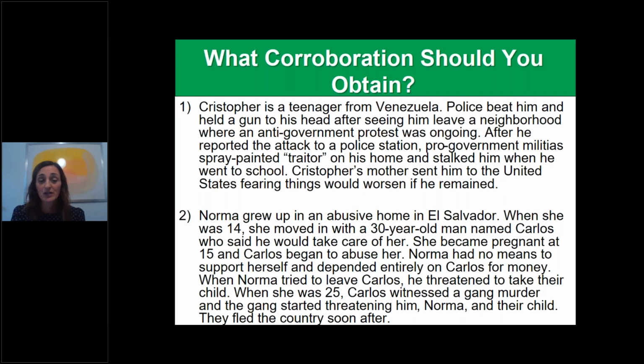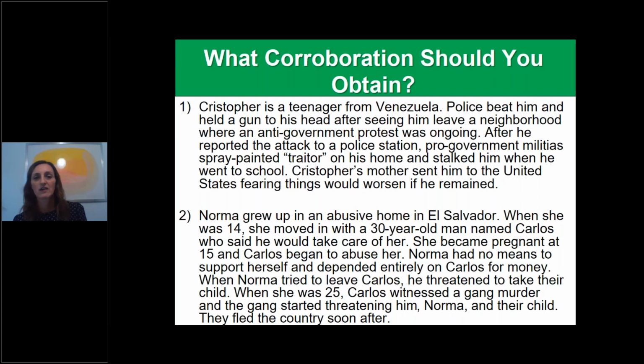Definitely, I think if Christopher could obtain that police report, that would be great. If he can't, remember what we're going to do is we're going to just explain why he doesn't have it and why he could not reasonably obtain it. Pictures of graffiti would be great, again, to prove up what happened. Affidavit from mom would be extremely helpful as well to corroborate Christopher's story. Country conditions evidence definitely would be helpful to provide context for the adjudicator.